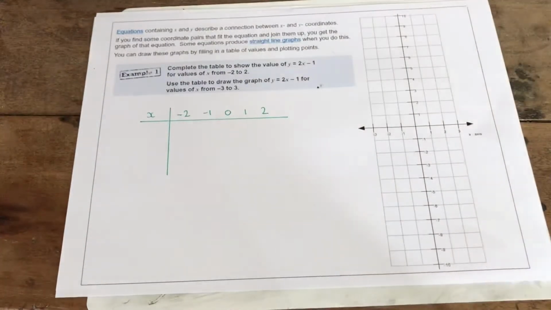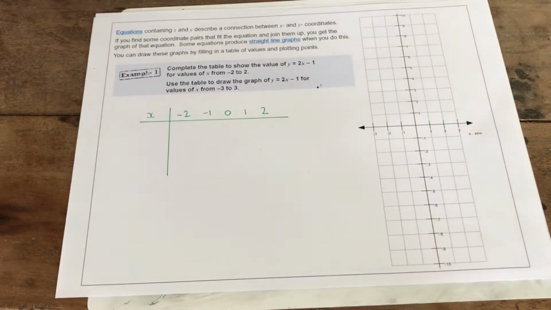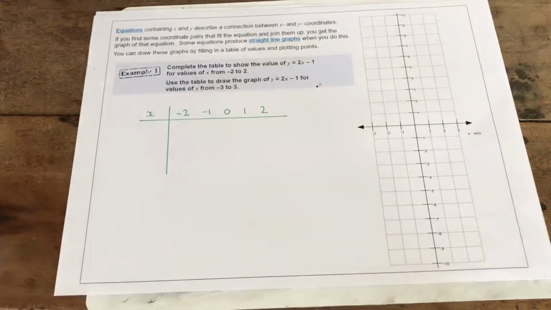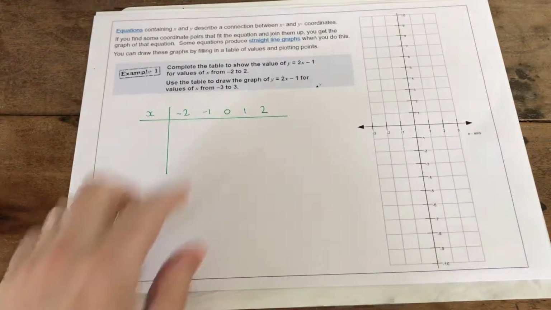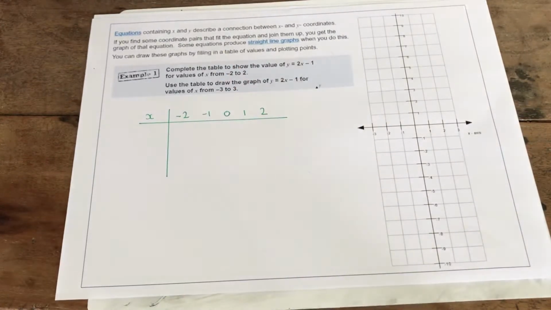This new piece of work that we're going to be doing today is on graphs. We're going to draw a straight line graph when we have the equation y equals 2x minus 1, and we're going to do that by drawing a table of values from x equals minus 2 to 2. We're then going to extend that graph to show minus 3 and 3 included in it.